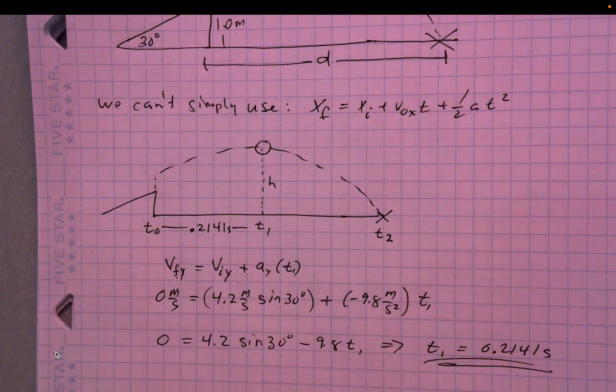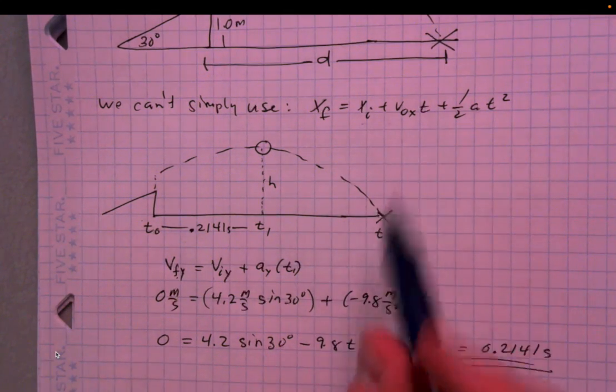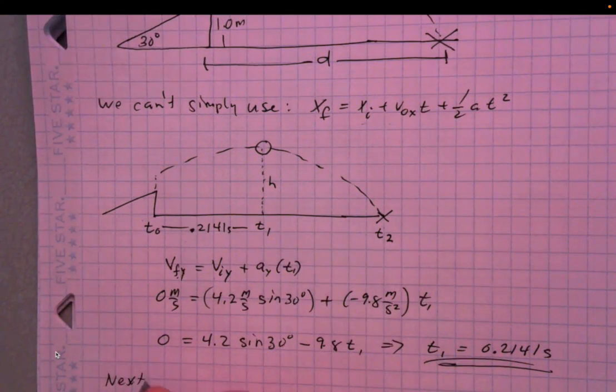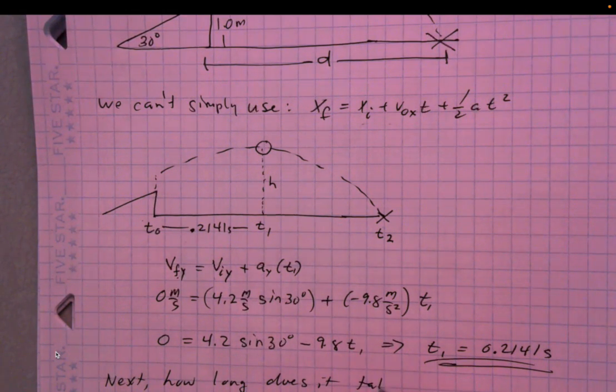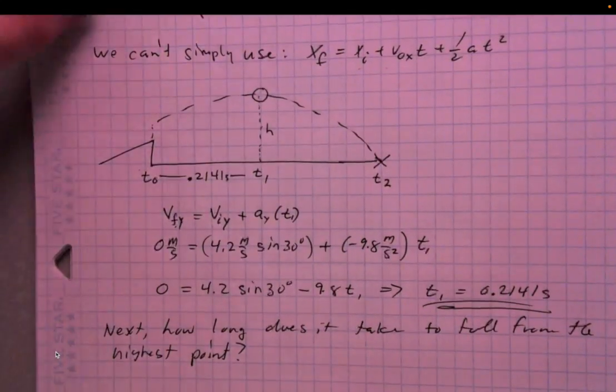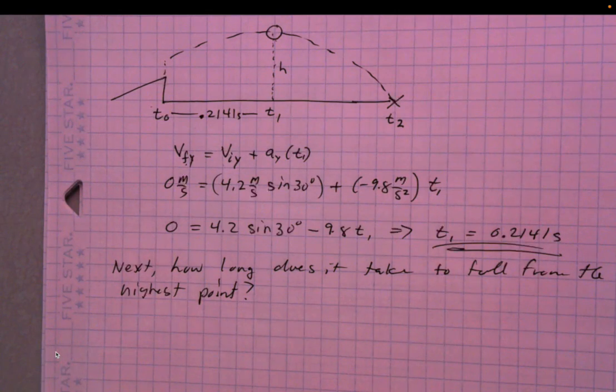Now, if we can figure out how long it takes to fall from there, we will have the total time, right? And then we can come back up here and just use this guy. So next, how long does it take to fall from the highest point? Well, first we need to know how high we are, right? If we can figure out how high that point is, then we can definitely figure out how long it takes to fall from it.